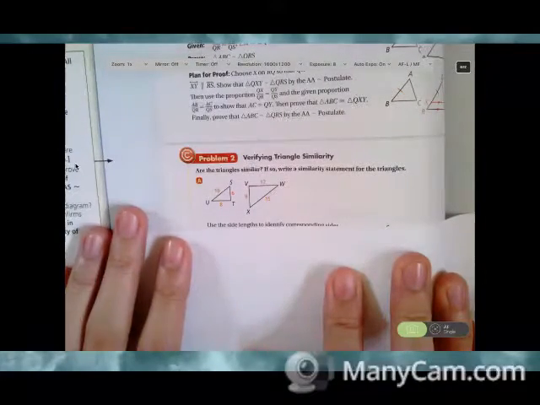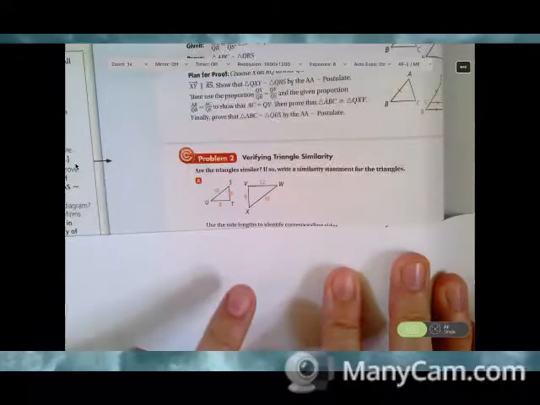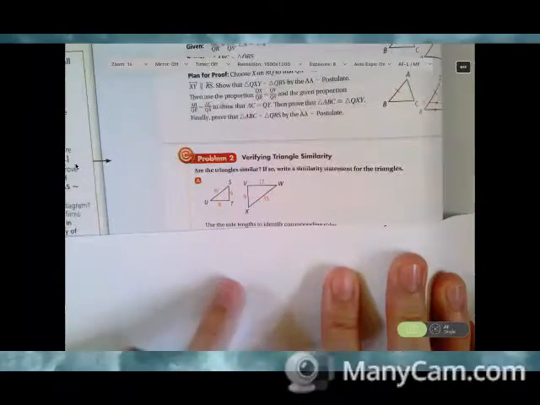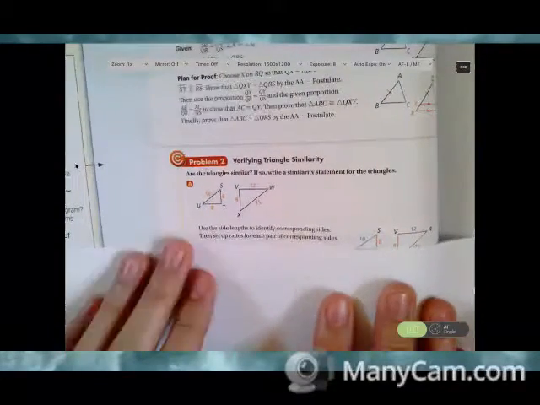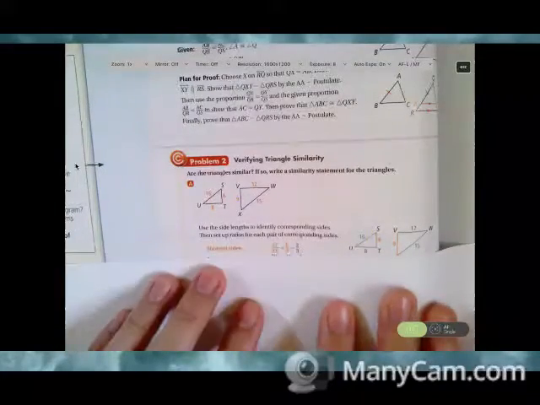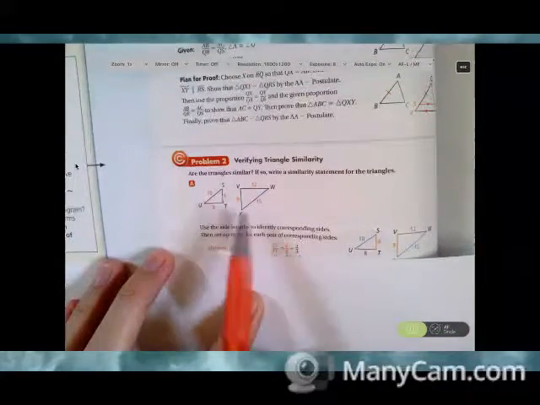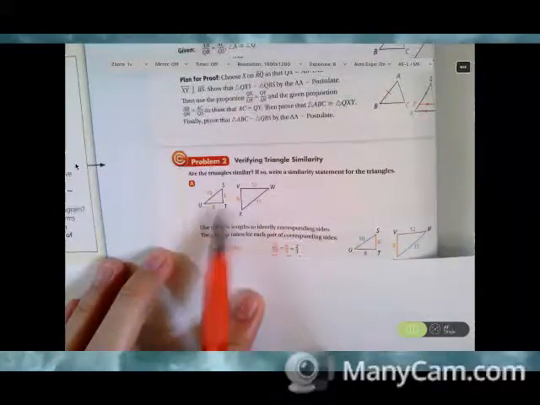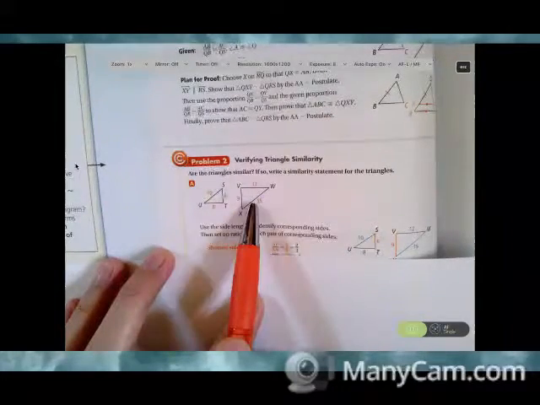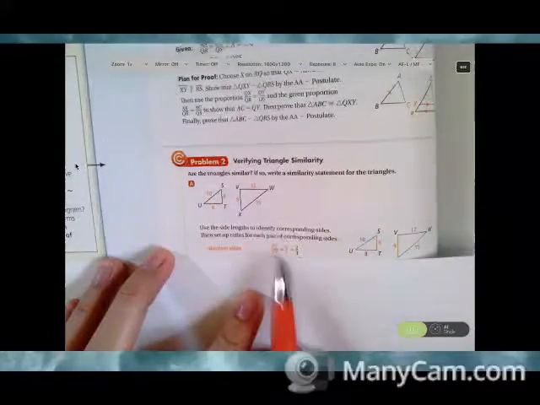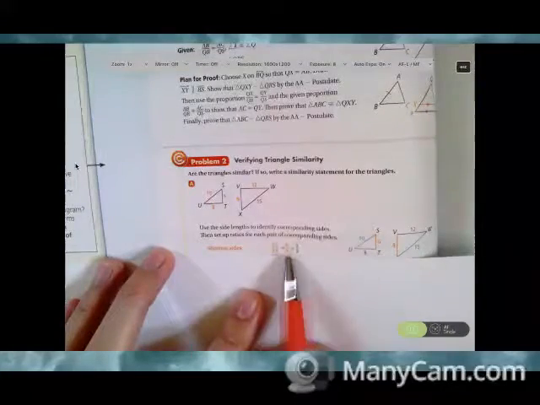Alright, problem 2. We want to know are these triangles similar? If so, write a similarity statement for the triangles. First off, we need to match the sides. The shortest side is ST to VX, because 6 is the smallest number and 9 is the smallest number. So ST over XV is 6 over 9, which is 2/3.